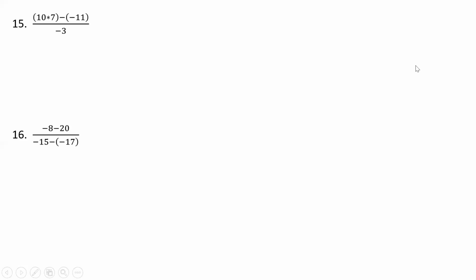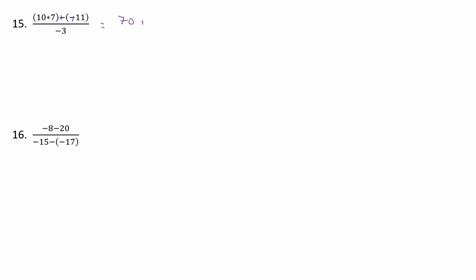All right, what about this one? Well, here we're going to do something again similar. We're going to take 10 times 7 minus a negative 11. Well, we know that minus times a minus is plus. So now we can take 10 times 7. Well, that's pretty easy. That's 70.